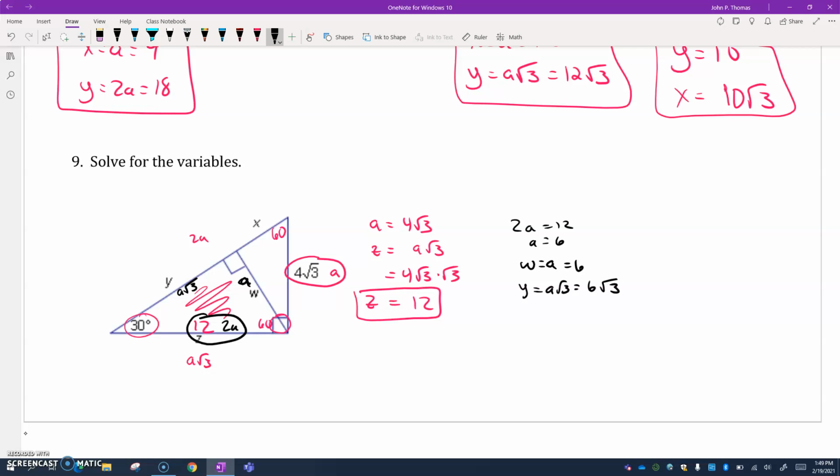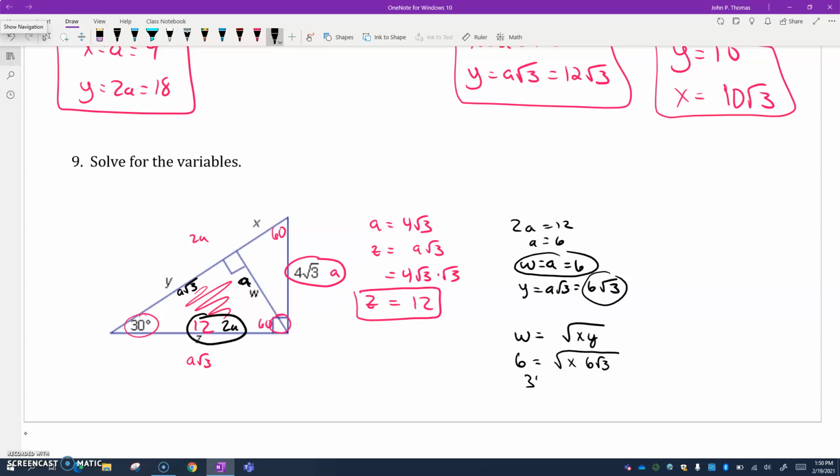All right, so now we've got W and Y, and now you've got tons of choices on how to find X. If you want to find X, you could use a 30, 60, 90 triangle again. You could use altitude to the hypotenuse. Tons and tons of choices. Since we already have W is 6 and Y is 6 root 3, I'm going to actually use our rule from last chapter and just say that W equals the square root of X times Y. So W we found out was 6. 6 equals the square root of X, which we don't know, times Y, which is 6 root 3.